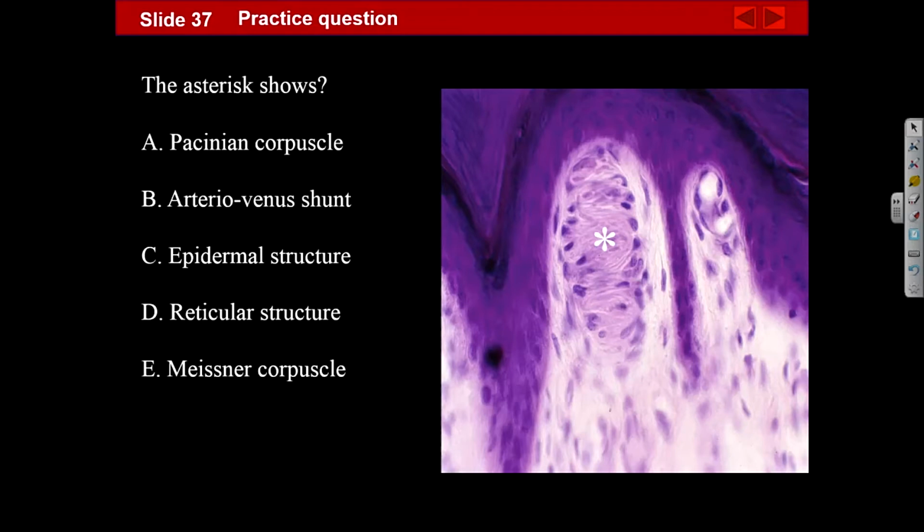Okay, question. The asterisk shows which of these structures? What was it again? E. Oh, okay. I thought you said B. Yeah, no, E is correct.